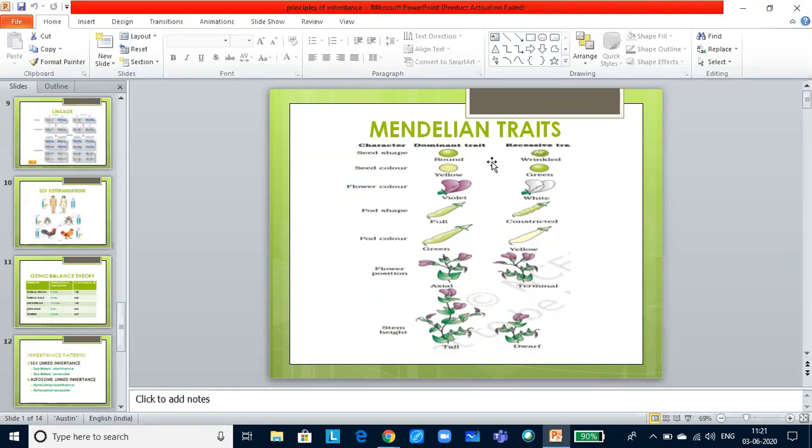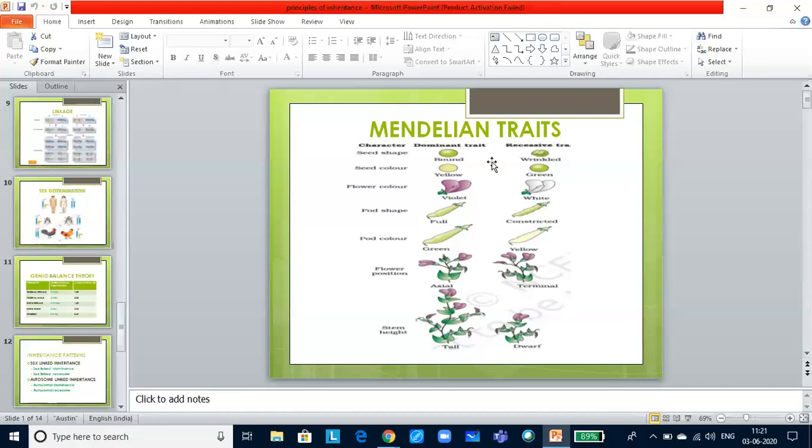The pea flowers were hermaphrodite, that is, they were bisexual. They were predominantly self-fertilizing, but it was also possible to cross-pollinate them very easily. Also, removal of anthers, that is emasculation, could be done very easily. And Mendel's success was mainly based on the fact that he considered a single character at one time.